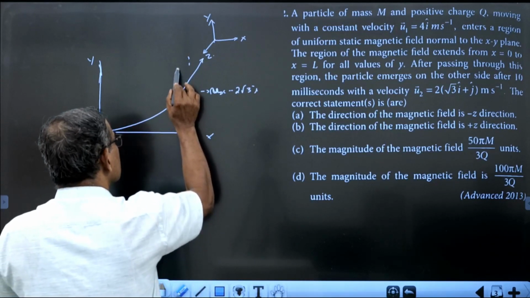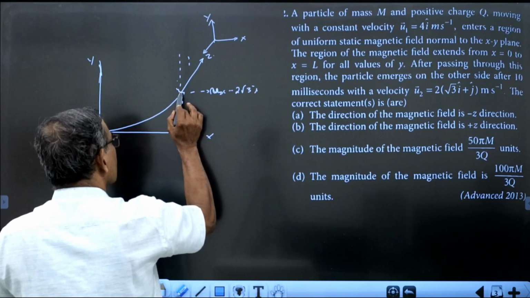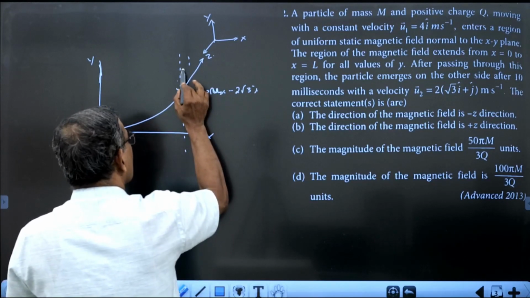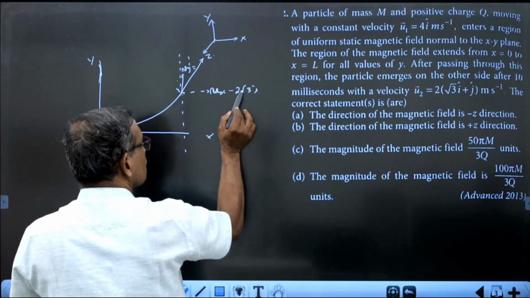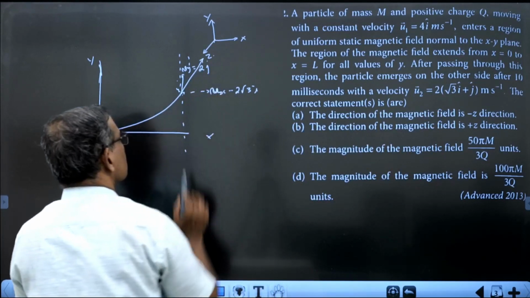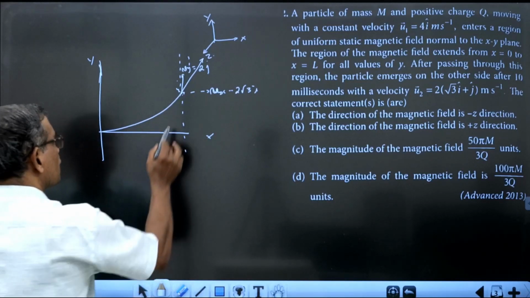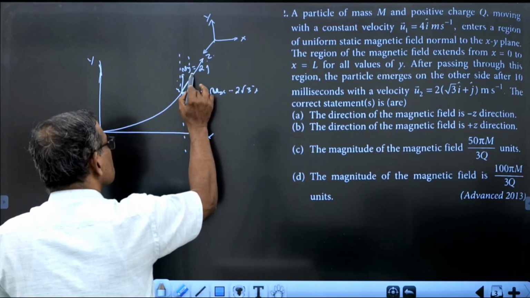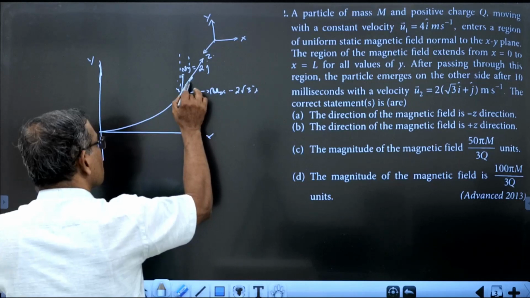And Vy there, this is the region where the magnetic field is. Therefore Vy here is given by 2j. And therefore, this is the way it went out. So this is the resultant velocity there.